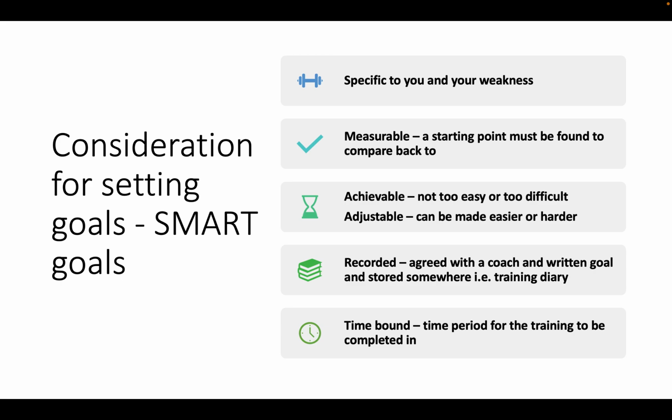Our goals need to be achievable. We want our goals to be challenging but achievable. If our goals are too difficult or too easy, we're going to be demotivated and we're not going to want to put in as much work as possible during our PDP.